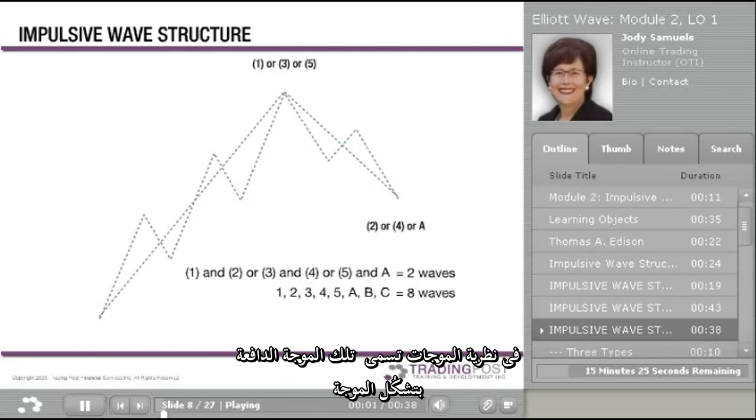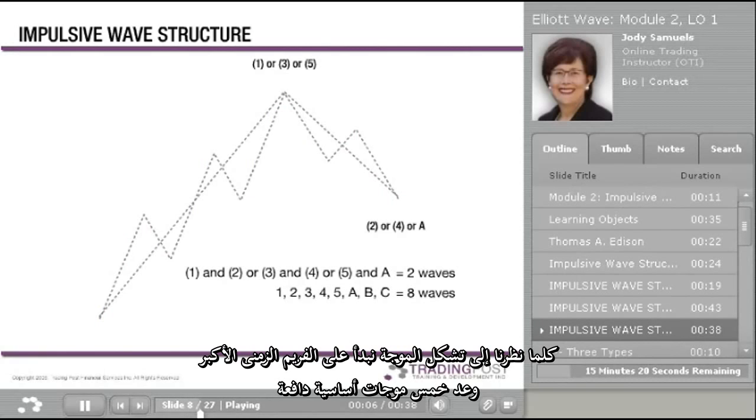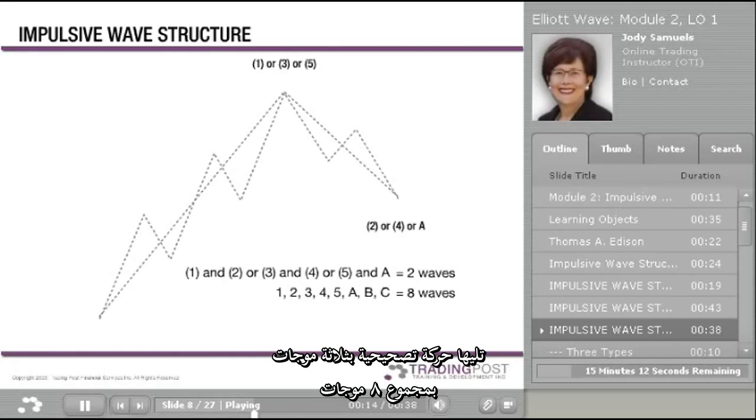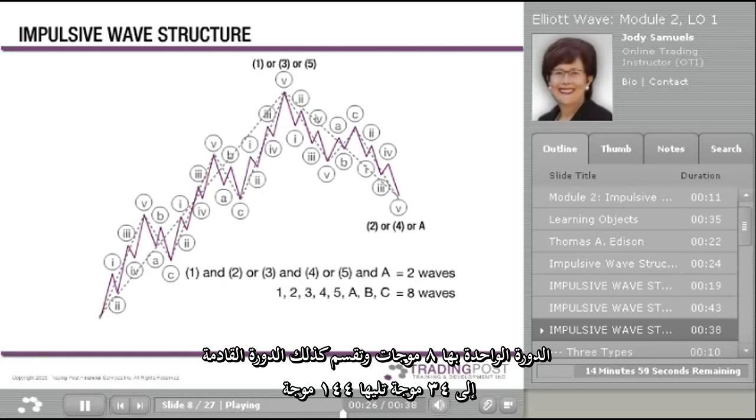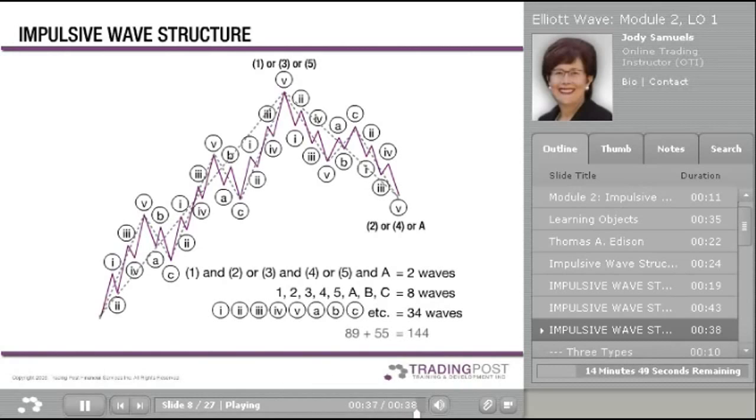In wave theory, this impulsive wave structure is called wave form. Whenever we look at wave form, we start with the larger time frame and count the basic 5-wave impulse move followed by a 3-wave corrective move, totaling 8 waves. Moving to a shorter time frame, 5 waves turn into 21 waves, and 3 waves into 13 waves. One complete cycle has 8 waves, and subdividing further, the next cycle has 34 waves, followed by 144 waves.